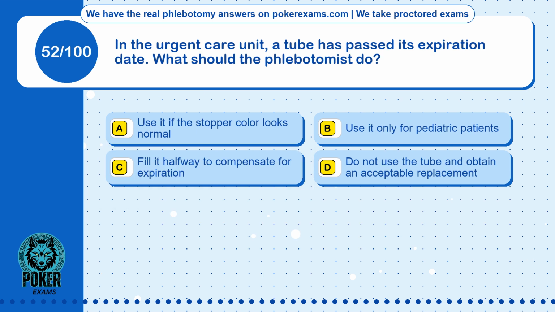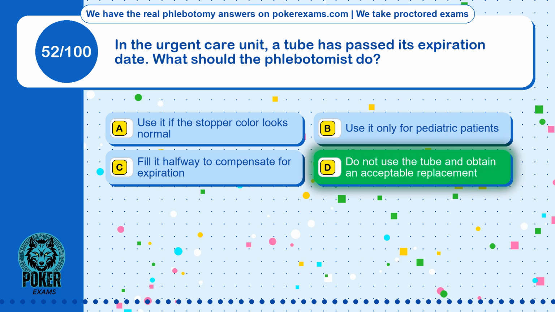Question 52. In the urgent care unit, a tube has passed its expiration date. What should the phlebotomist do? Option A. Use it if the stopper color looks normal. Option B. Use it only for pediatric patients. Option C. Fill it halfway to compensate for expiration. Option D. Do not use the tube and obtain an acceptable replacement.